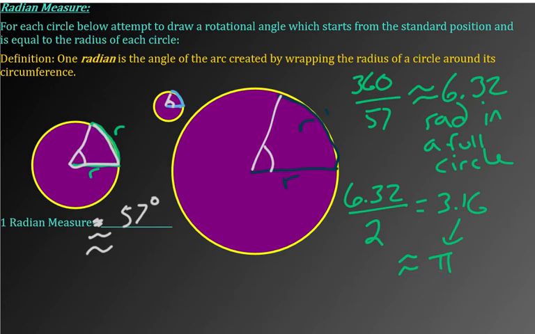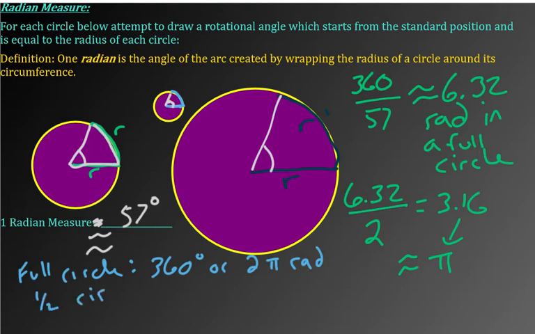That is a super important fact that I want you all to know. A full circle is represented by 360 degrees or 2 pi radians. A half circle would just be half of those things. We know that's either 180 degrees or pi radians. And you could keep going, you could do 90 degrees and so on. But this is a really important fact.